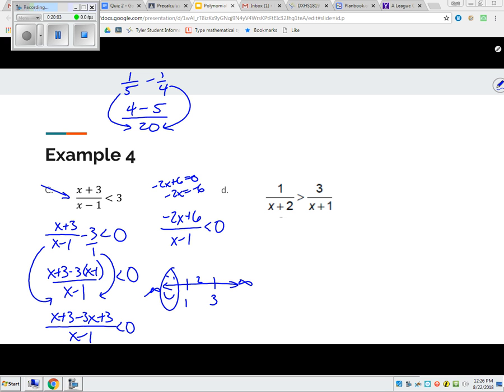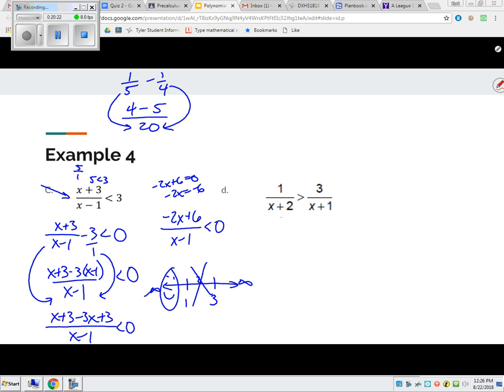I think I'll choose 2 between 1 and 3. That seems to be a pretty good number between them. So if I plug 2 into this original, let's say it gives me a 5 on top, and it gives me a 1 on bottom. I get 5 is less than 3. No, that's not right. 5 is not less than 3.